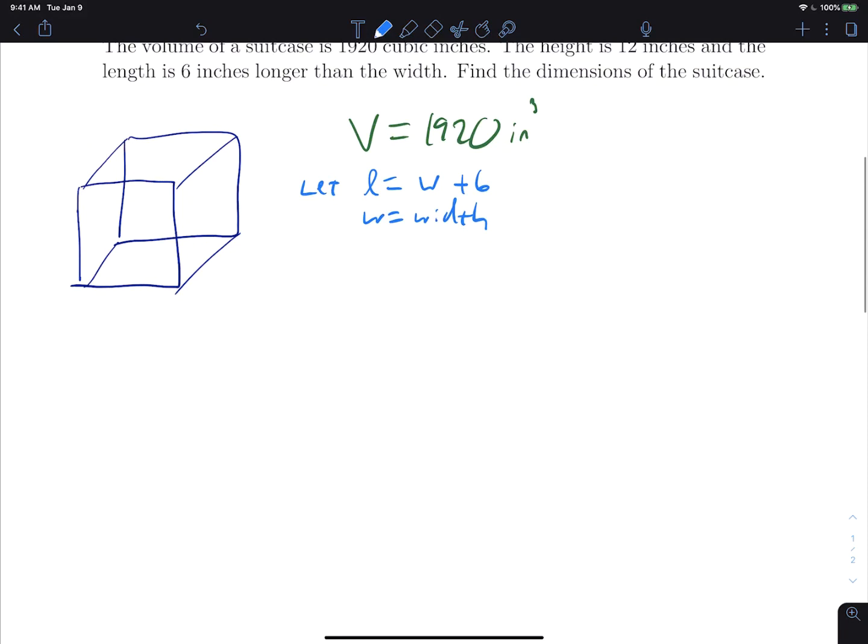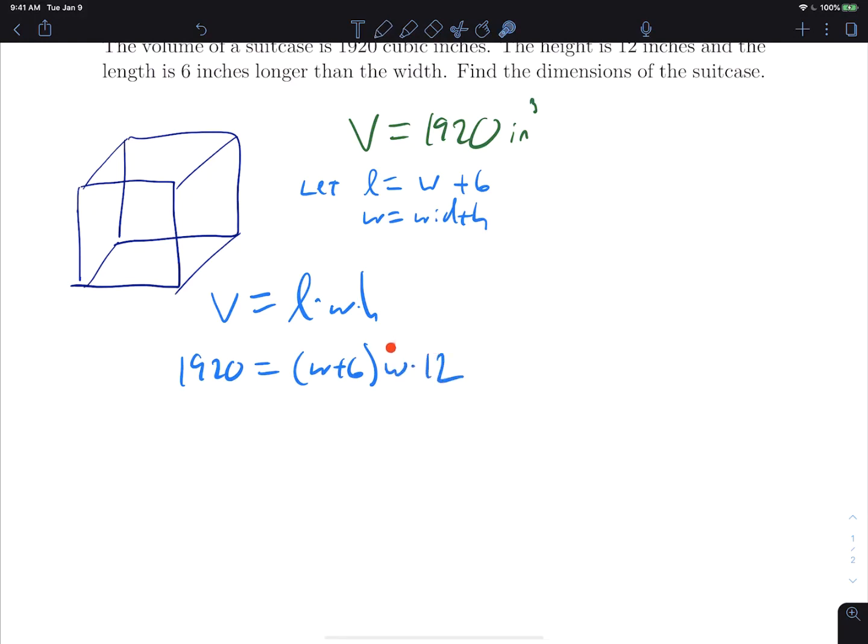So using the volume formula, length times width times height, the volume, 1920, is equal to the length, W plus 6, times W times the height of 12. Now notice that W times 12 is 12W. So we have 1920 equals 12W times W plus 6. Distribute the 12W, which gives me 1920 is equal to 12W squared plus 72W.